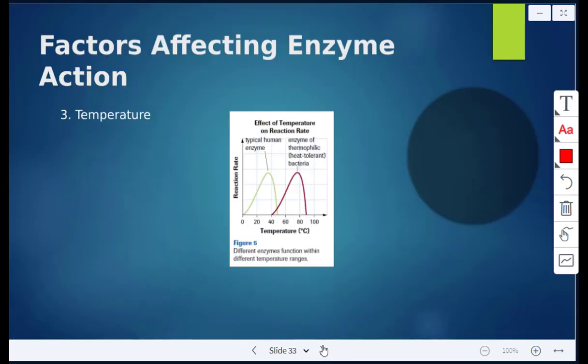Lastly, thirdly, the third factor that affects enzyme action is temperature. So here you can see temperature on the x-axis, the reaction rate on the y-axis. Typical human enzyme at about body temperature, which is about 37 degrees Celsius. And then this is a bacteria. It's a thermophilic or heat-tolerant bacteria, and we can see that its optimum is close to 80 degrees Celsius.